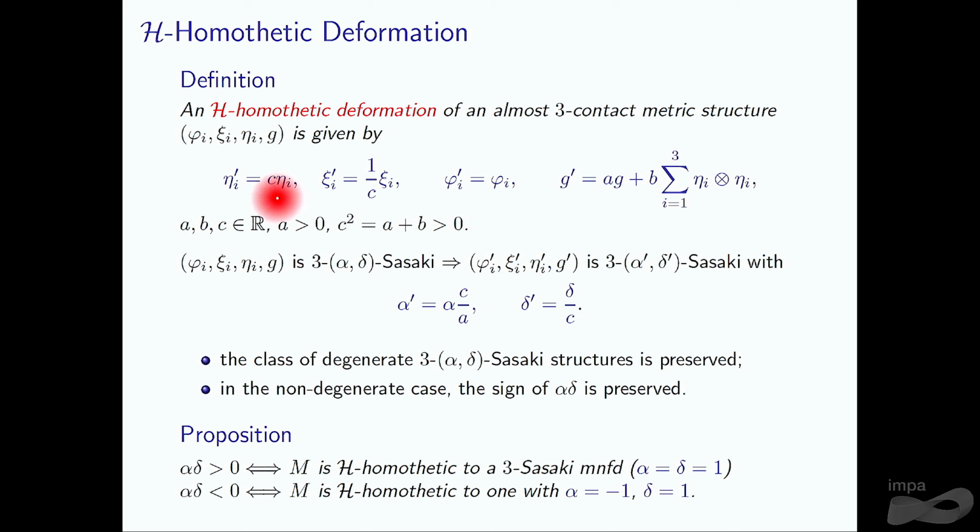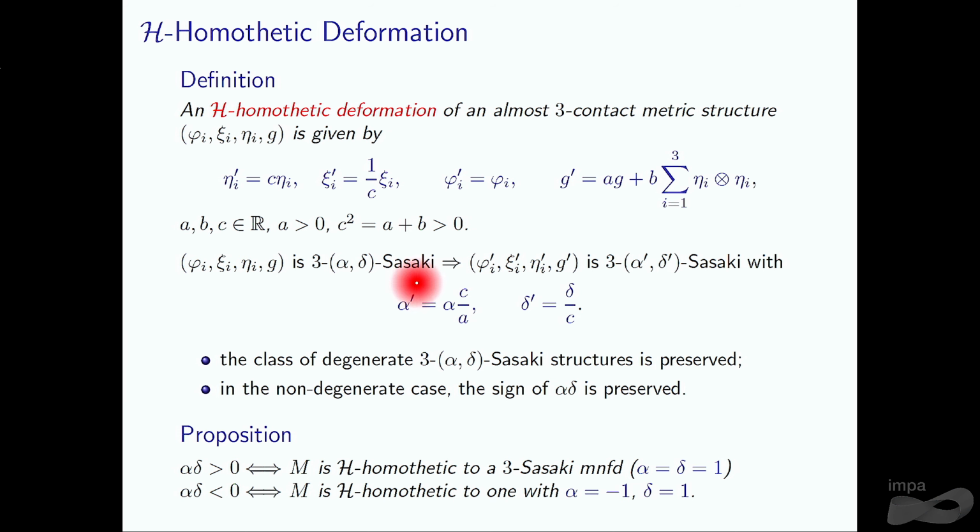We rescale the one-form, we rescale the Reeb vector field with the inverse, we keep the almost complex structure phi, and then one has to adapt the metric g by some rescaling in the vertical direction and another rescaling in the horizontal direction. For all that to work out, the constants A, B, C appearing here have to satisfy some equations. So this is again a free almost contact structure if you started with one, but even better, if you started with a free alpha delta Sasaki structure, then it's going to be again a free alpha delta Sasaki structure. It's just that the values of alpha and delta changed, and you can compute them.